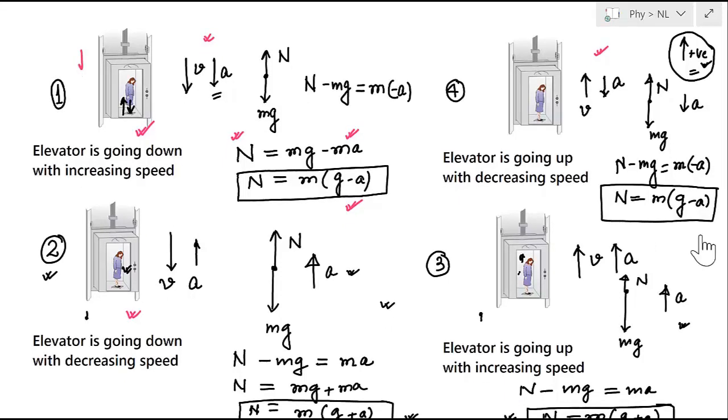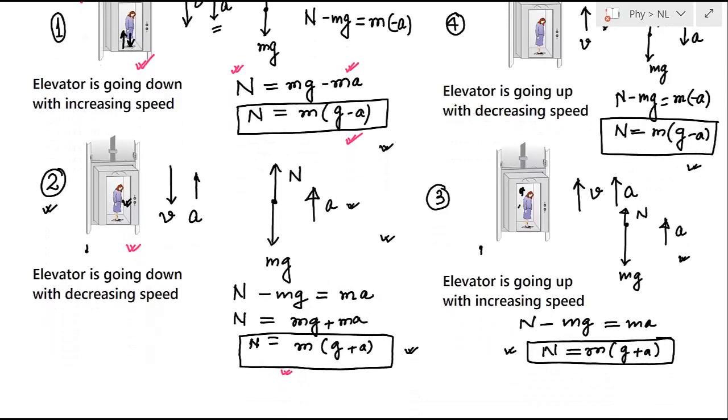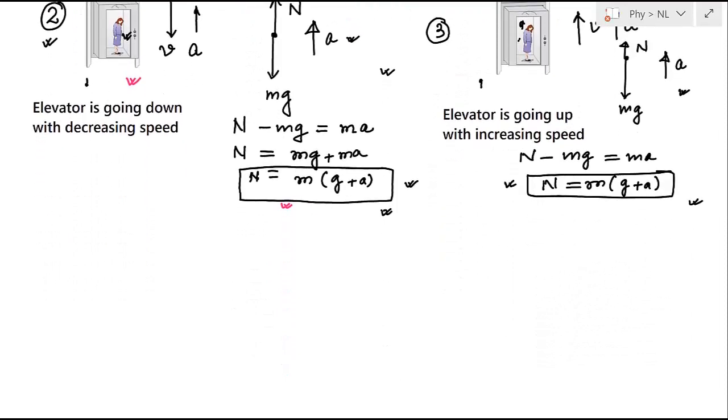So you see, in both of these cases she will experience lighter weight, and in these two cases she will experience a higher weight than the actual weight. So the apparent weight is higher. So we can summarize all this. When you are going onto the top floor, or you are coming from the top floor, you are going to feel lighter.